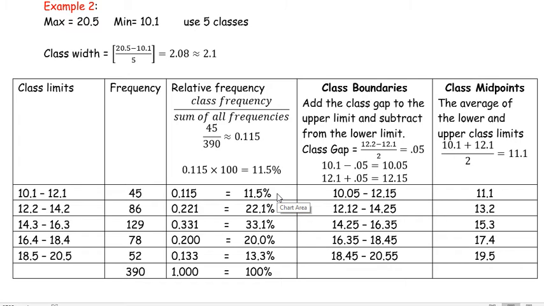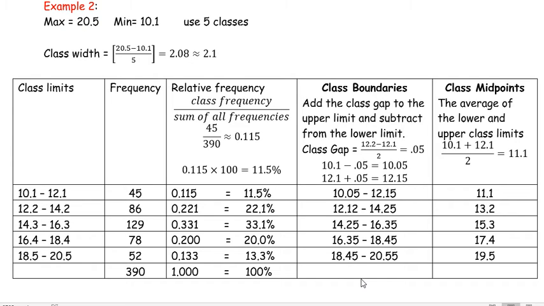And then I went through and did that for all the rest of those, and I didn't show the calculations for those, but it's the same thing. You're going to take 86 divided by 390 for the second class, 129 divided by 390, and so forth. Notice that when I'm finished, all my relative frequencies add up to 1. Or if I'm talking about a percent, they add up to 100. That's an important thing to remember.